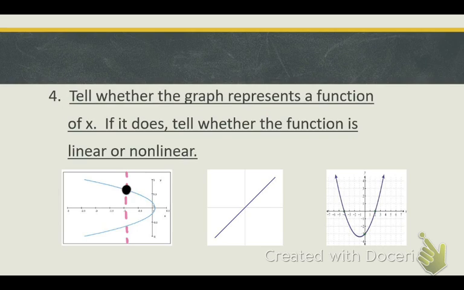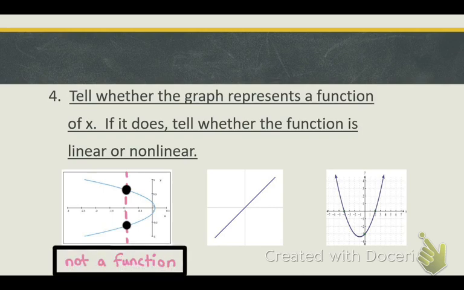It hit it there and it hit it there, okay? So is this a function? No, this is not a function, okay? If you remember, we said it can only be a function if for every input there's only one output. But if you look, if I input a -1 right there, then I am getting two outputs. So I can tell this is not going to be a function. All right, now if it's not a function, you don't have to tell me if it's linear or nonlinear. Let's go to the next one.